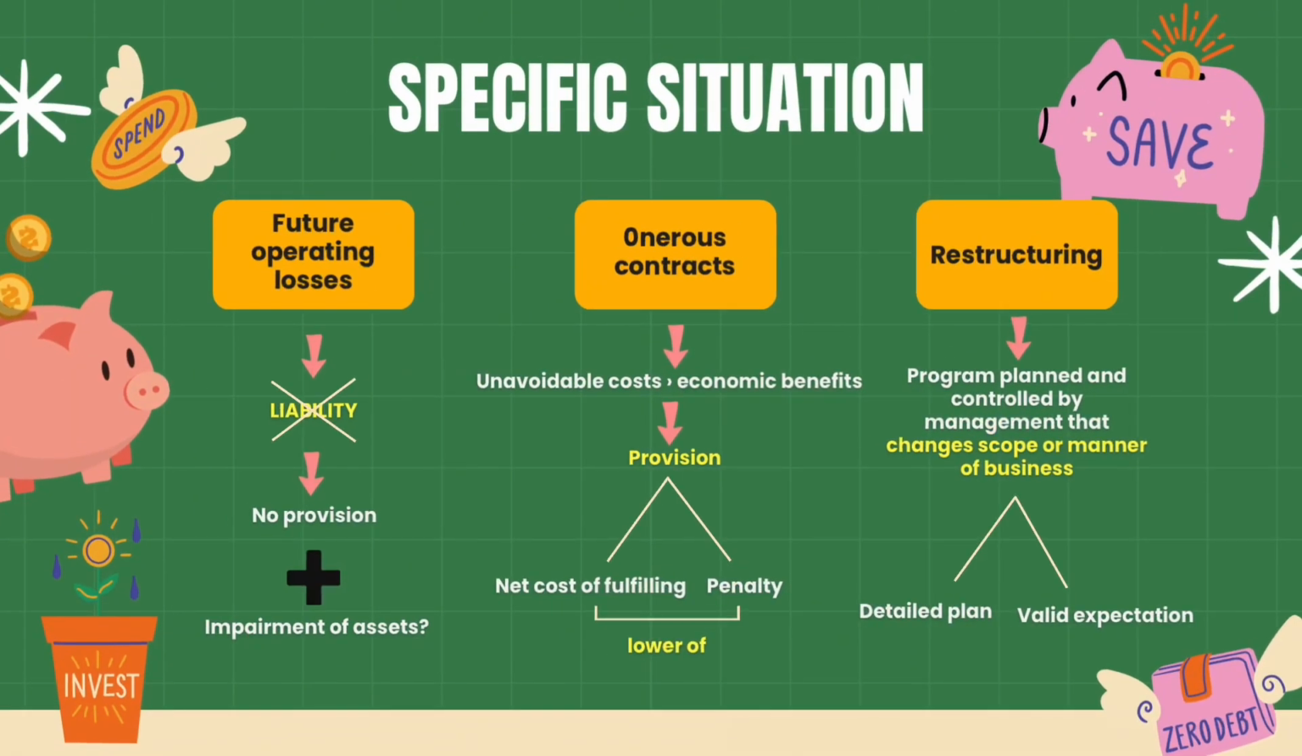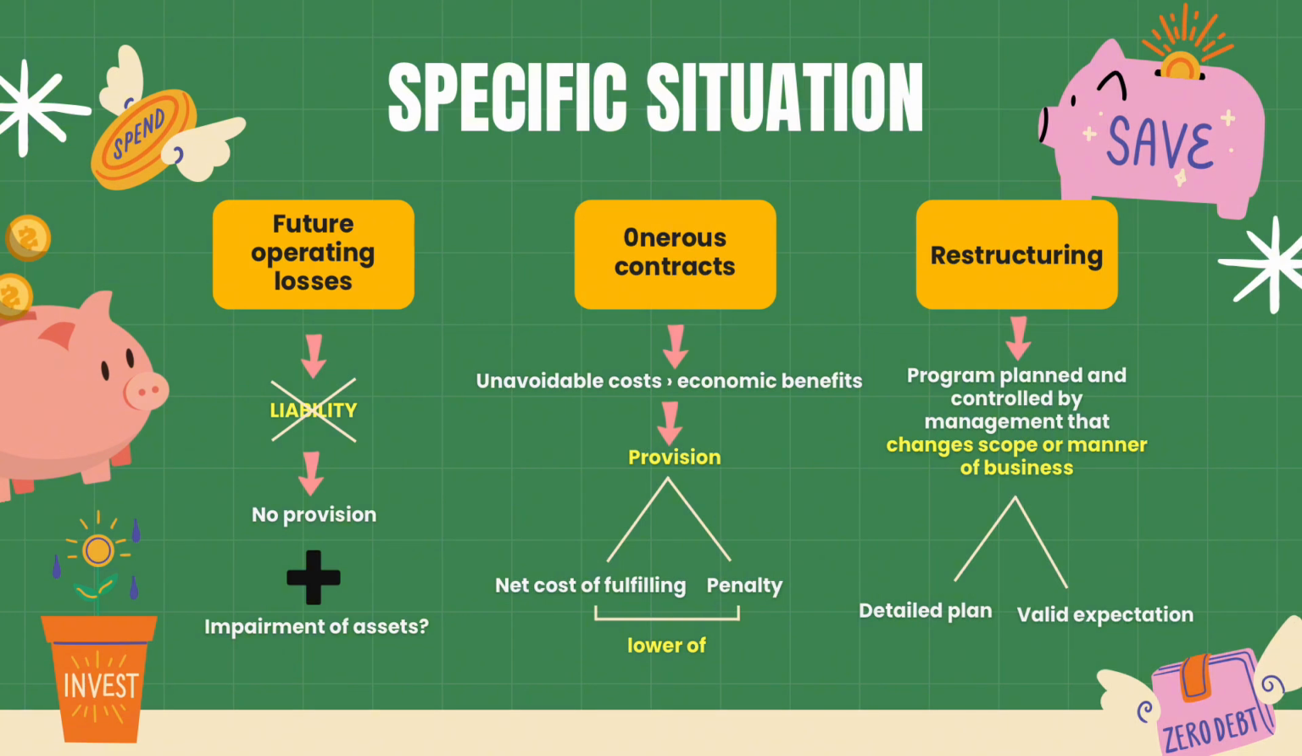Now let's move to the application of provisions in three specific scenarios outlined in IAS 37. First, future operating losses. These represent expected future losses. However, IAS 37 states that future operating losses do not create a present obligation, and therefore they are not recognized as a liability. In such a case, no provision is recorded. That said, a company may need to assess whether there is impairment of an asset if the expected losses indicate reduced asset value.